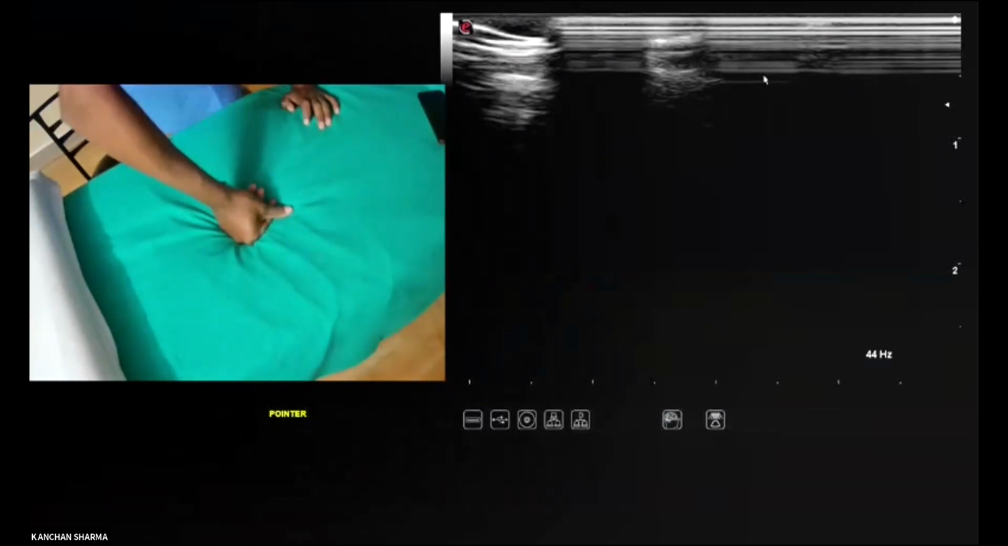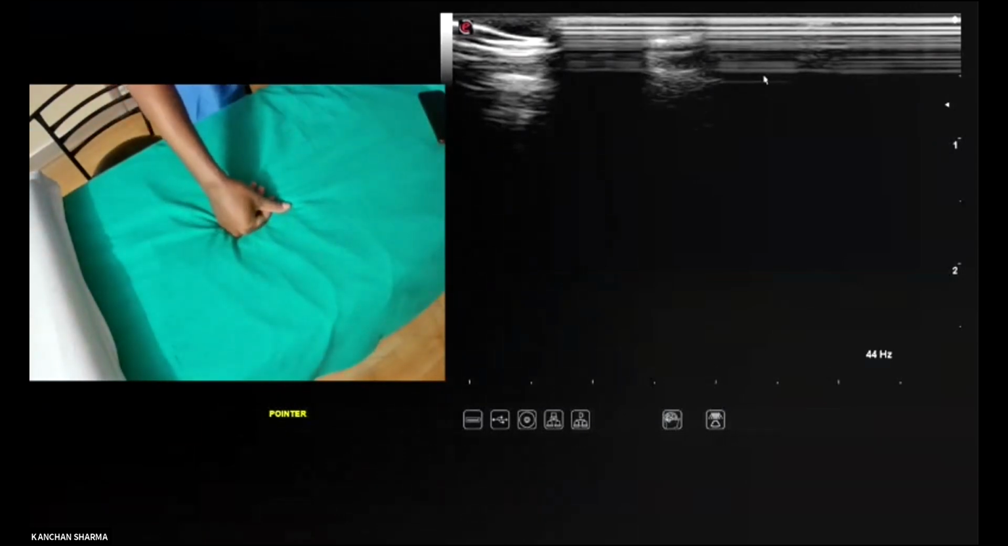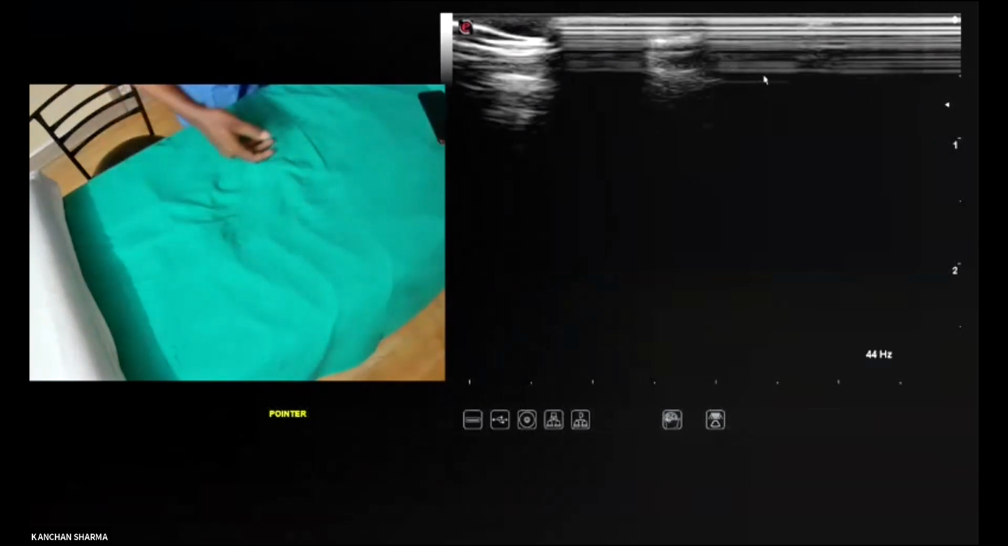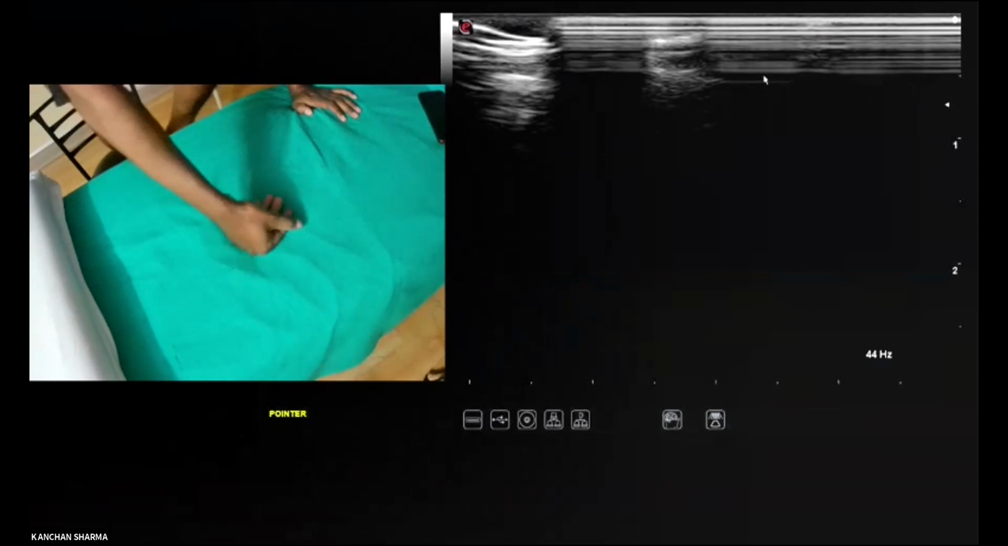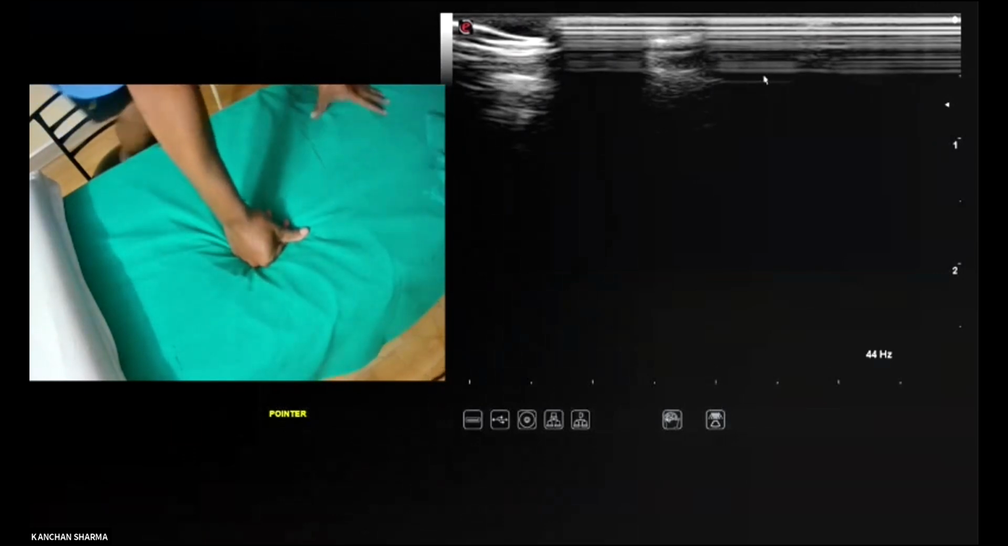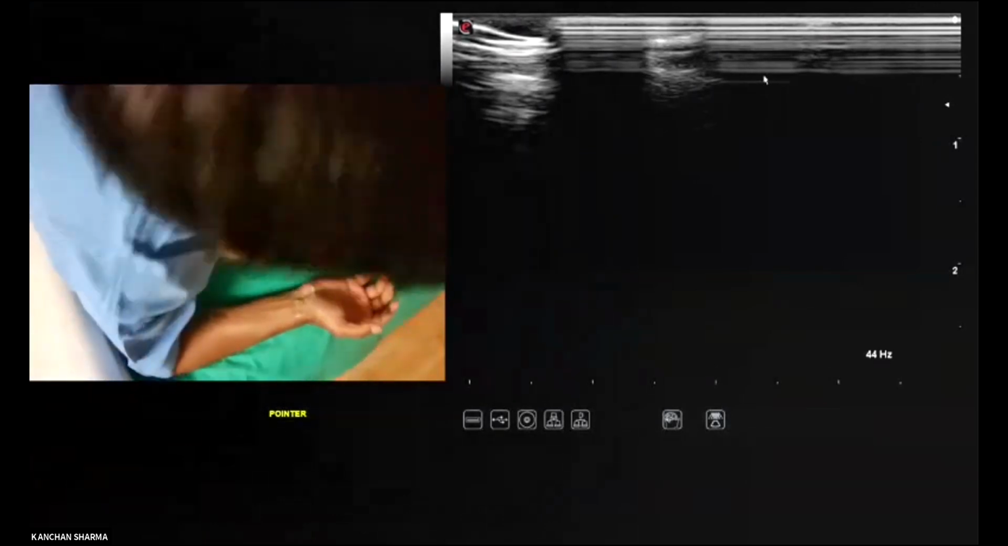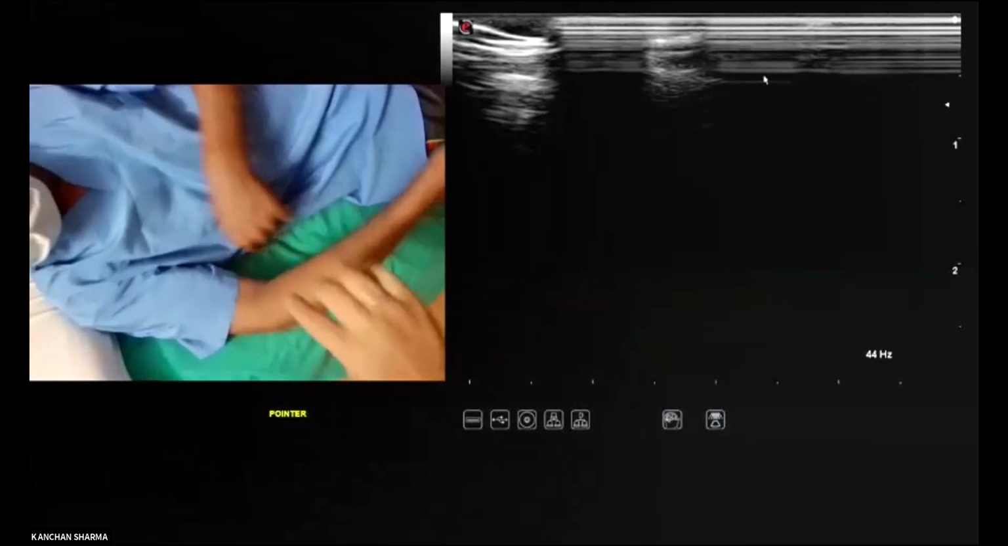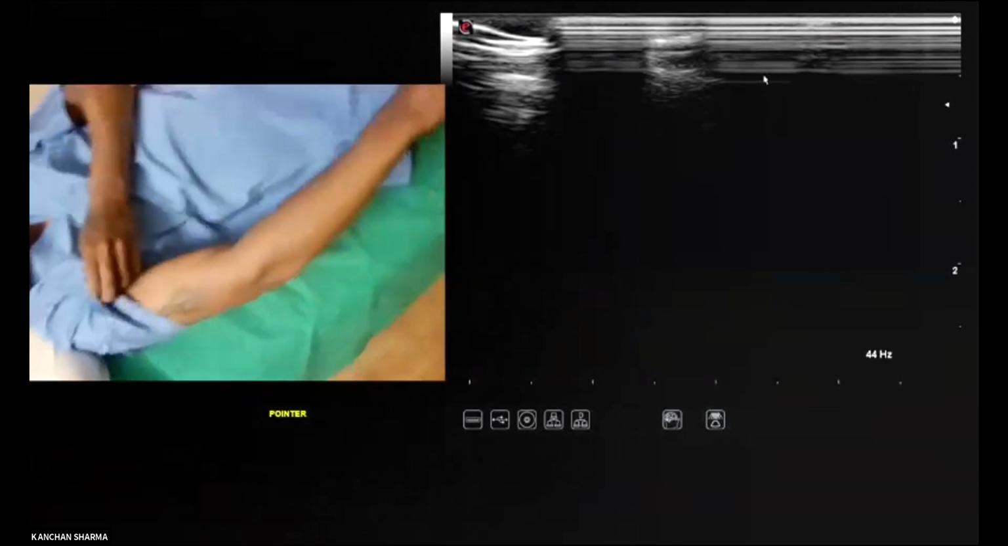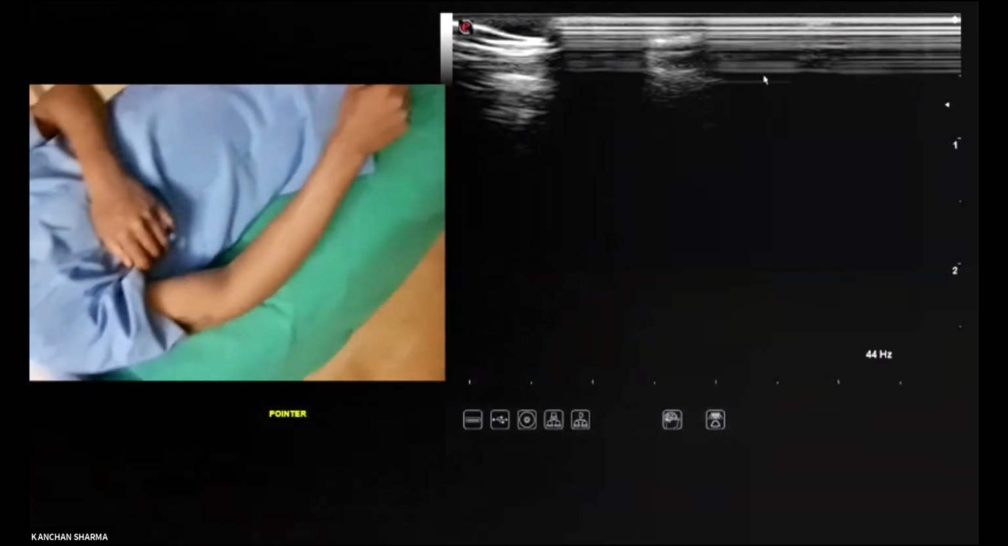See, when you want to examine the cubital tunnel, it is always better to make the patient lie down so you get a space. So you can get a space to examine the medial epicondyle, right? I always do like that.